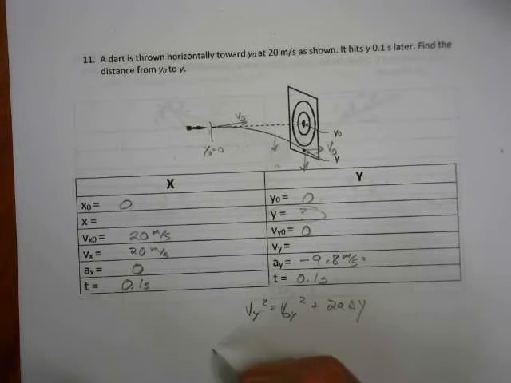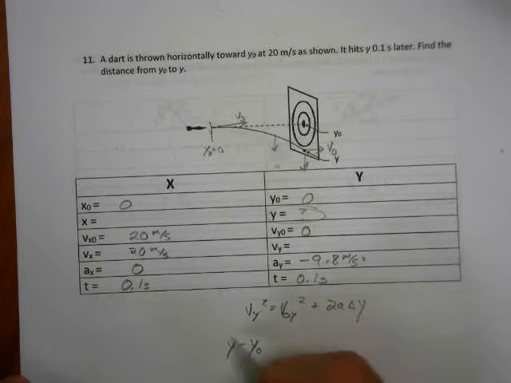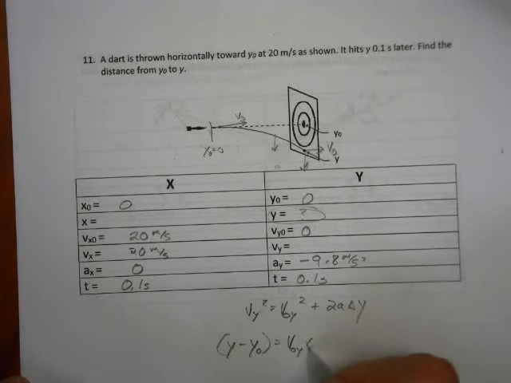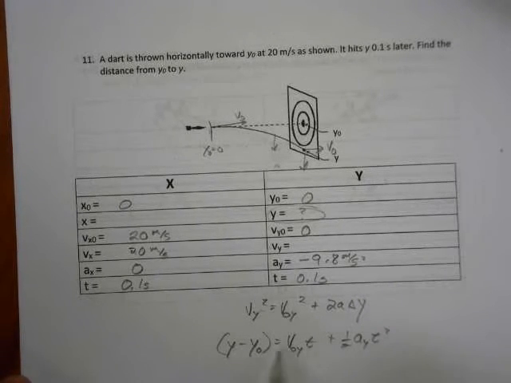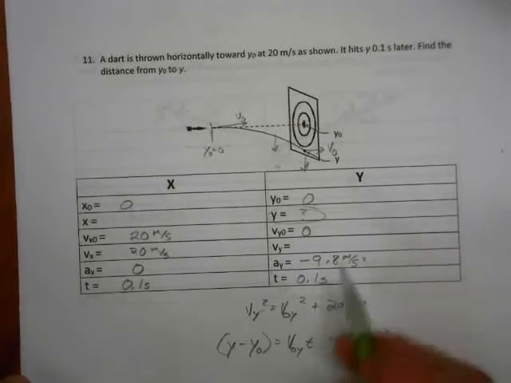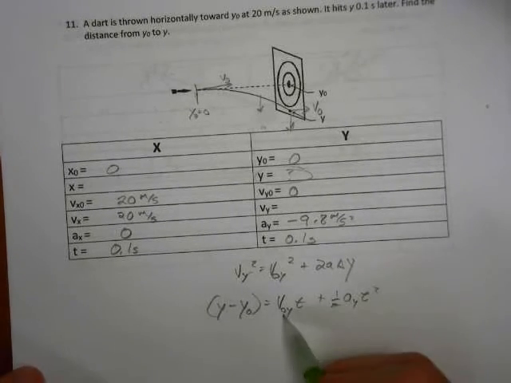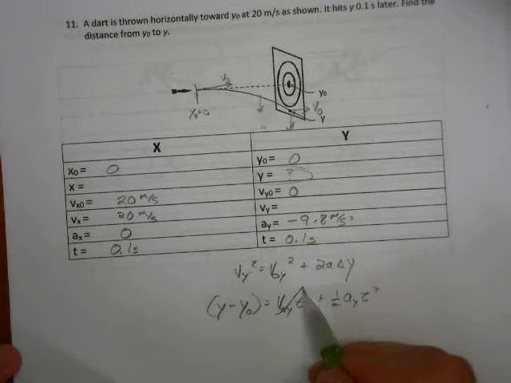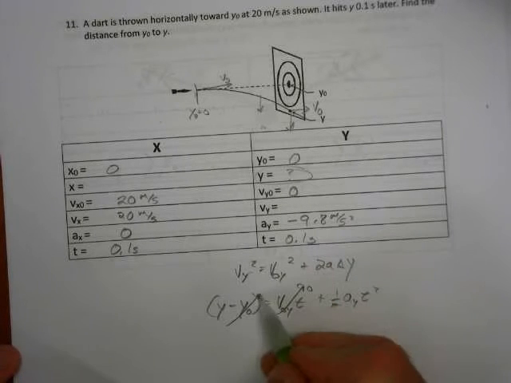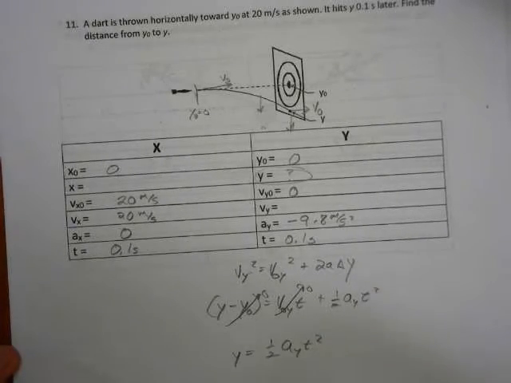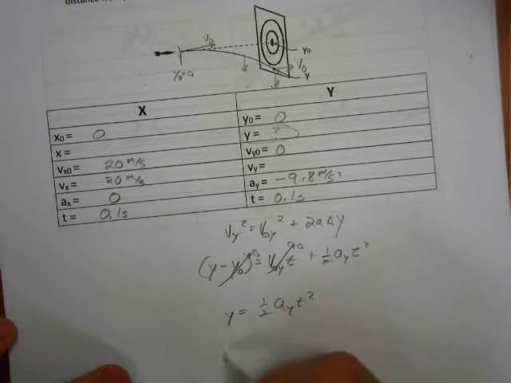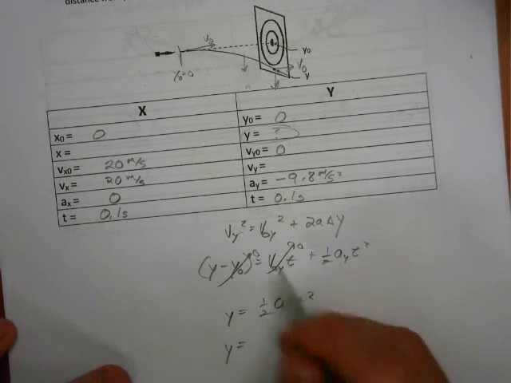What about another equation? What about y minus y0 equals v0yt plus 1/2 ayt squared? We have time. This is what we're after. We have the initial velocity. We can do it. So the initial velocity in the y direction is 0. y0 is 0. So y equals 1/2 ayt squared. And now I can just plug that stuff in.